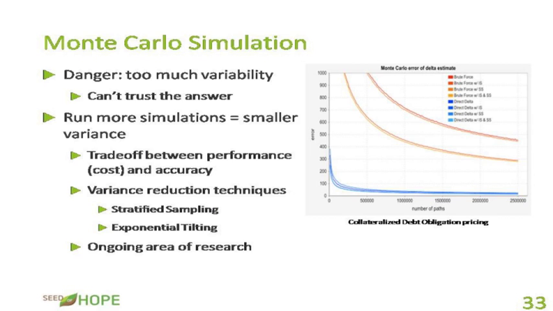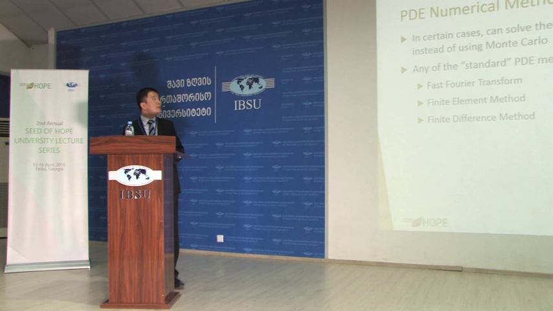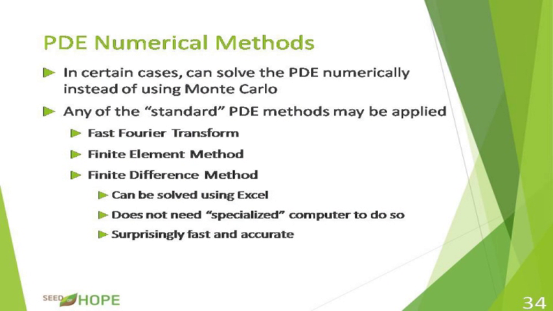These are the two most well-known techniques to reduce your variance, but there are a lot of different areas of research trying to come up with better ways to reduce this, right? But if you don't want to do Monte Carlo, then another option is the standard numerical methods for solving PDEs. Those of you with a background in engineering may have seen this. Fast Fourier transform, finite element method, or finite difference method. They're all valid, and they can solve your PDEs.